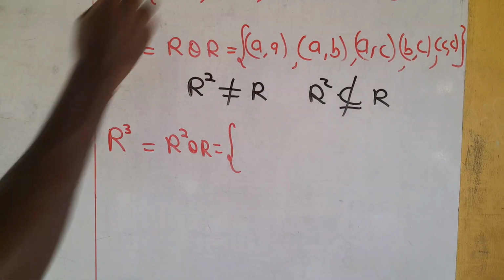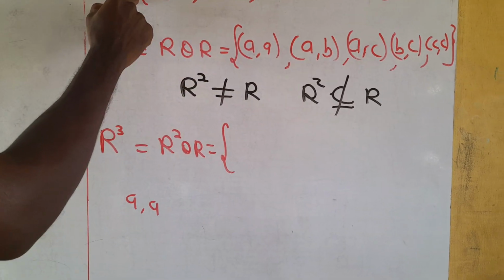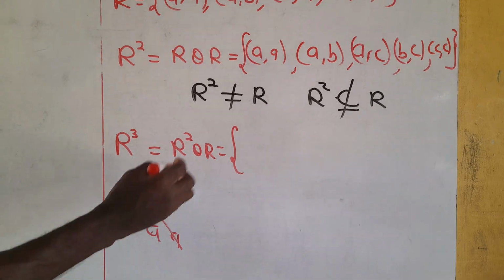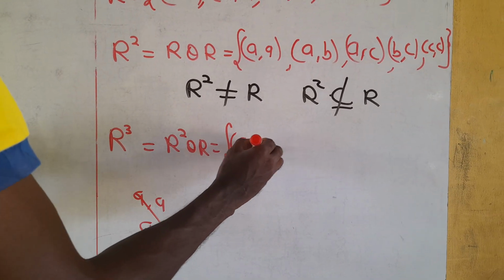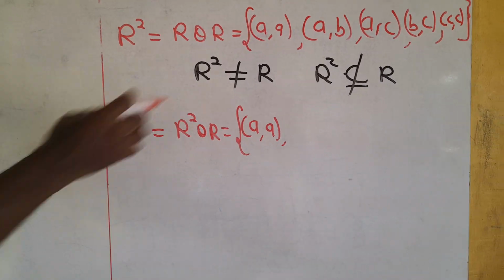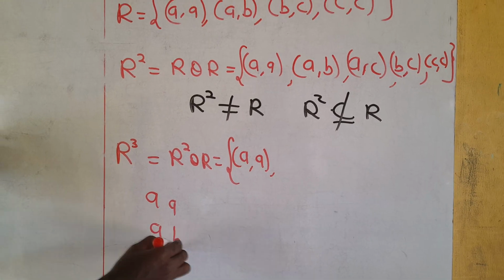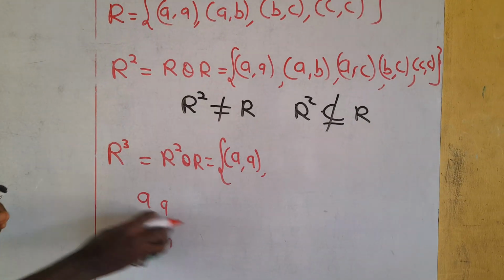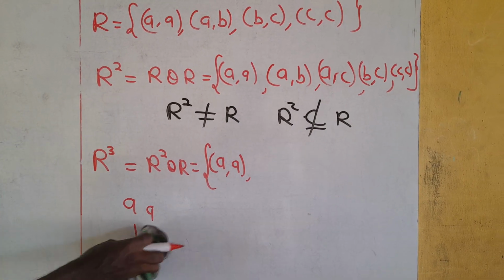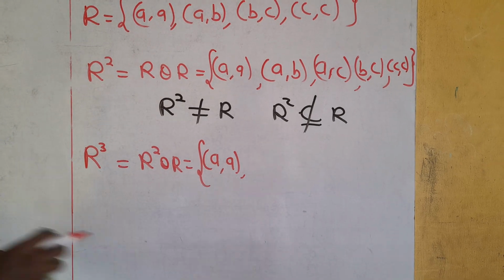So we take AA against AA. AA here in R squared against AA in R. So you can see that this A relates this A. We have the other pair AA. The next one, AA against AB. We don't have such relation. AA against BC. We don't have such relation. AA against CC. We don't have such relation. So we are done with AA.